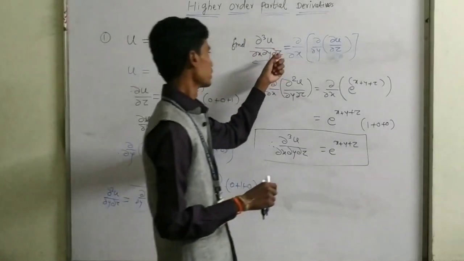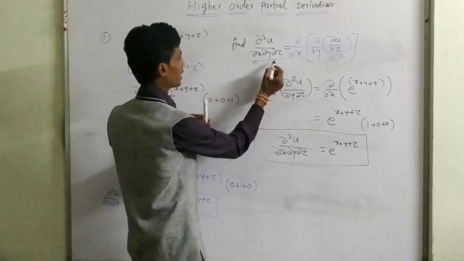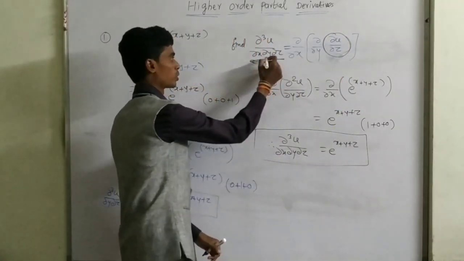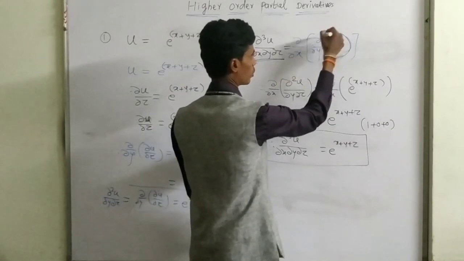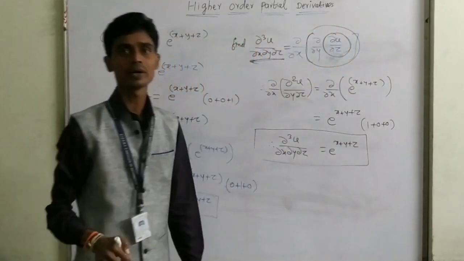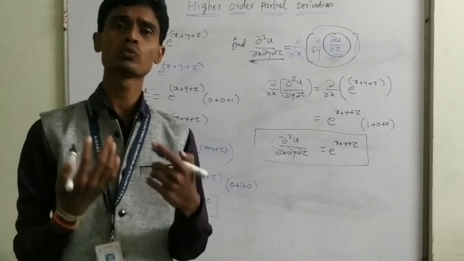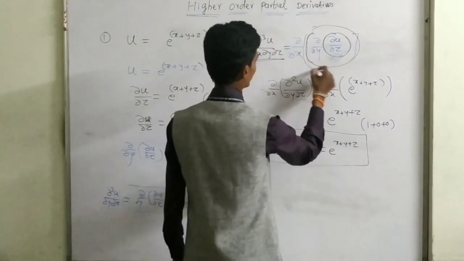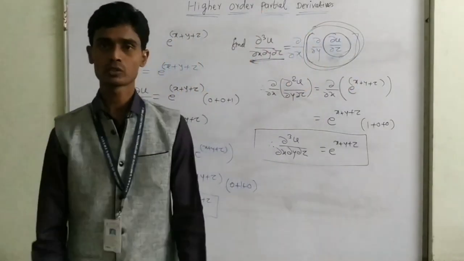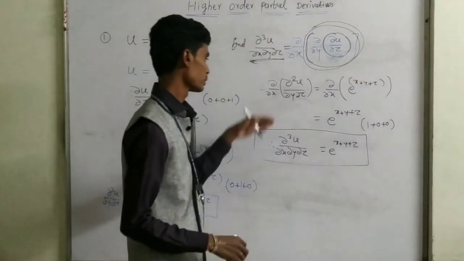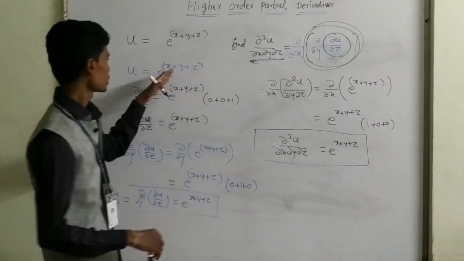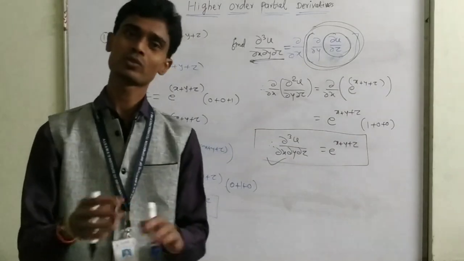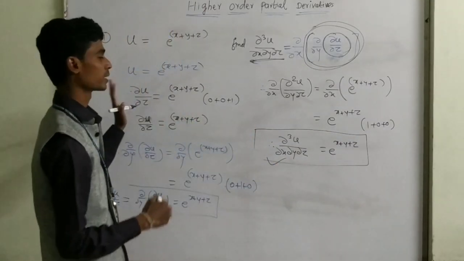So what did we do? We had to find this out. We went left to right. First we found the derivative with respect to z. After that, the second position is y, so we took the partial derivative with respect to y, and last is x, so we took the partial derivative of the whole bracket with respect to x. So this becomes the third order partial derivative of e raised to x plus y plus z, which is again e raised to x plus y plus z. My example was very simple, just to understand the concept.